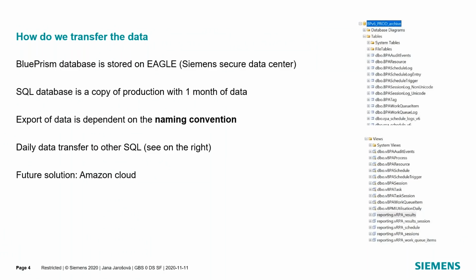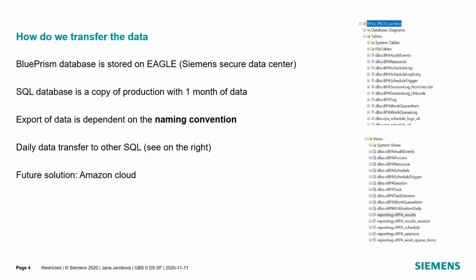How do we get the data? Our Blue Prism database is stored in our Eagle data center, a super secure underground location in Germany, and we are making a copy of the SQL database from production with 1 month's worth of data.